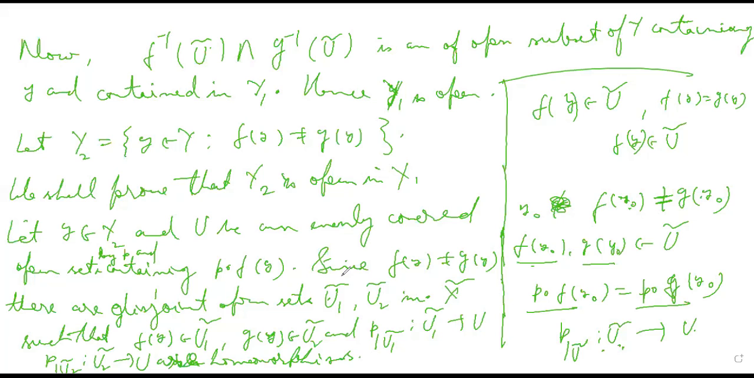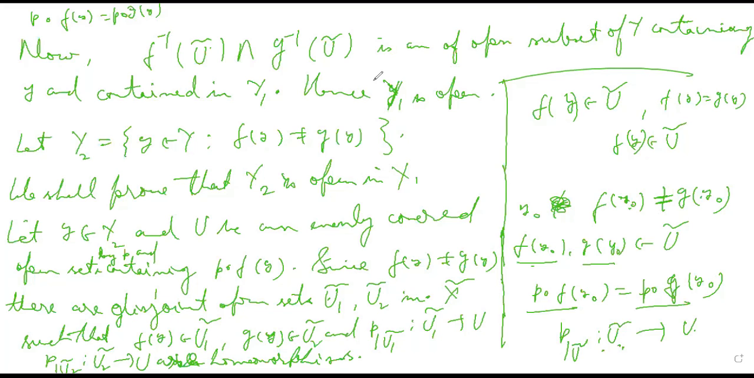Okay, because u is evenly covered, p inverse u will be a disjoint union of open sets. Of course, because u contains p composed f y, sorry, f composed p y, right? This is nothing but g composed p y, right? So f y and g y both will be in p inverse u. Because they are distinct, they will belong to distinct disjoint open sets. Suppose they are u1 tilde and u2 tilde, right?